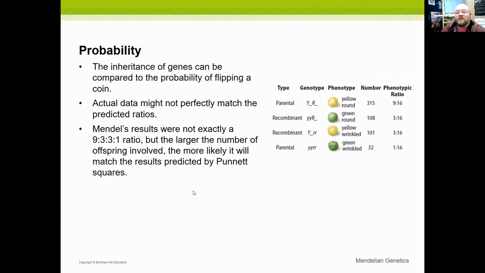If you flip a coin 50 times, you could get heads 50 times, or you could get tails 50 times, or you could get heads 10 times and tails 40 times. That's actually how it works with genetics. It's random. But we are able to use mathematical ratios to figure out the probability of what might happen. Mendel's results were not exactly a 9-3-3-1 ratio, but the larger the number of offspring involved, the more likely it will match the results predicted by a Punnett square.